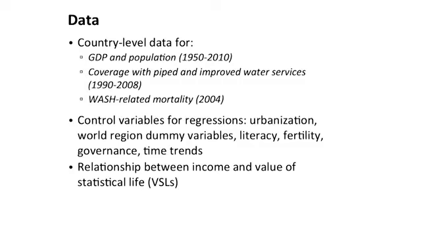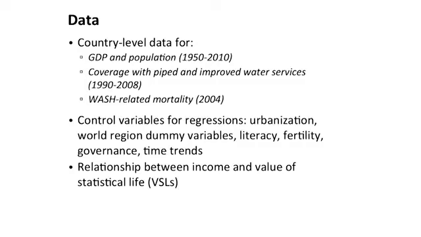The data we're going to use to estimate this simulation model are at the country level. They're country level averages. Now, there are problems with using country level averages, particularly for big countries like China and India, where households have many different conditions in water and sanitation, but we're going to take an average of those conditions for the whole country. We also have variables for coverage for piped water and sanitation services from the JMP from 1990 to 2008. And we have WASH-related mortality statistics from 2004 from the World Health Organization.